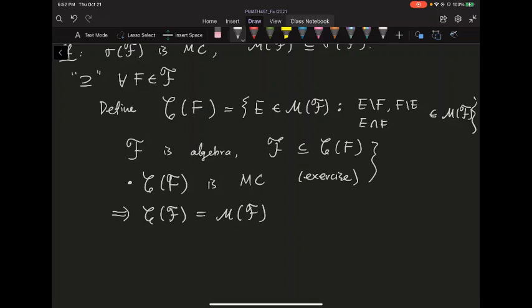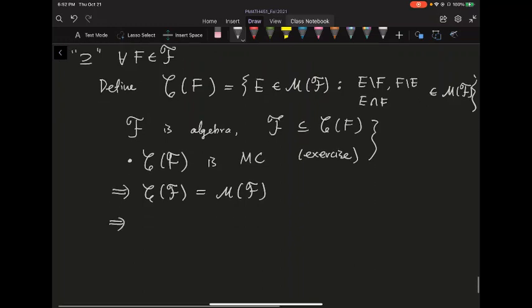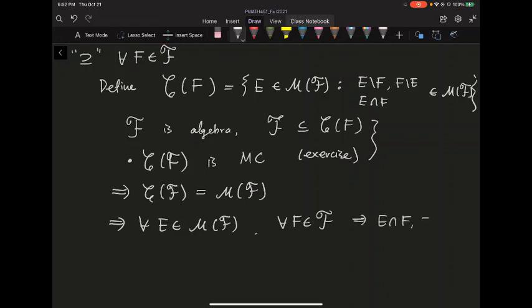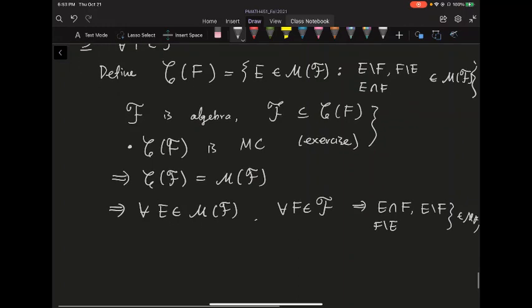So basically, the goal is that now we can show the following. For every E inside M of F, and for every F coming from the original algebra, we have E intersect F and the set differences F take away E and E take away F, and they're all inside this monotone class M of F. That's the goal. Now we want to show that M of F is also closed under these three operations, not just for elements from F.